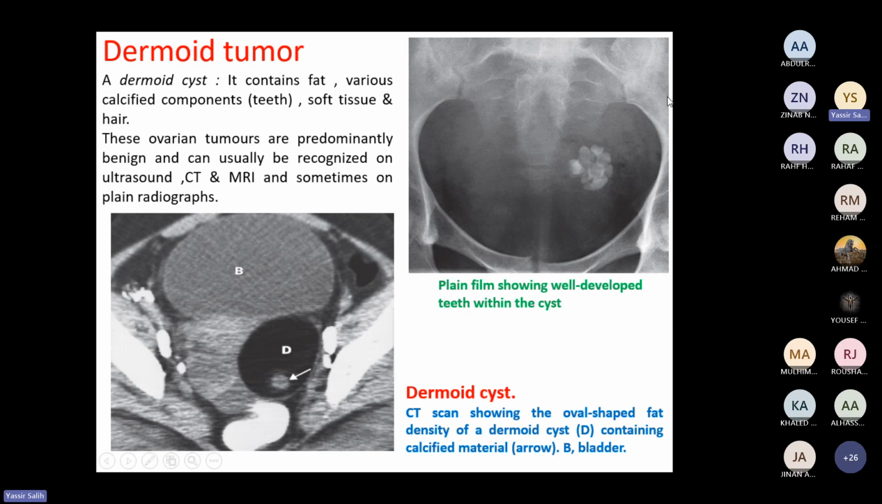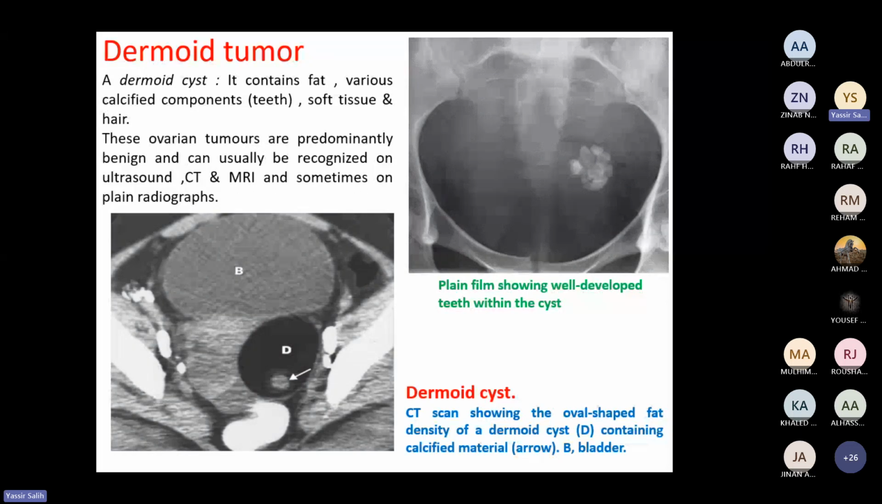This is an X-ray for a patient with dermoid tumor. You can see this is the teeth shape, teeth within the cyst. We will not see the cyst or the fat, we will see only the teeth-like appearance in the area of the pelvis. When we find a teeth appearance in the pelvis, we raise the possibility of dermoid tumor.